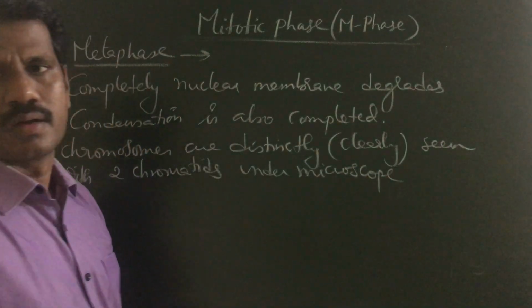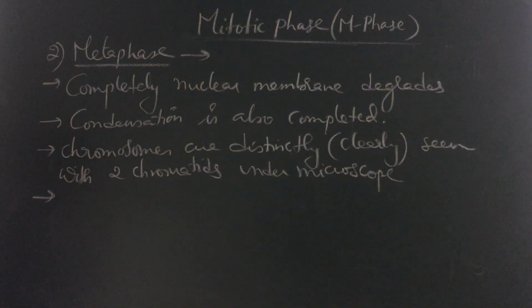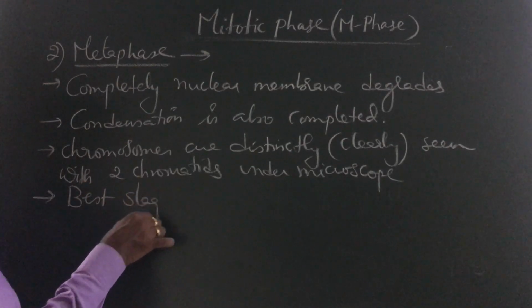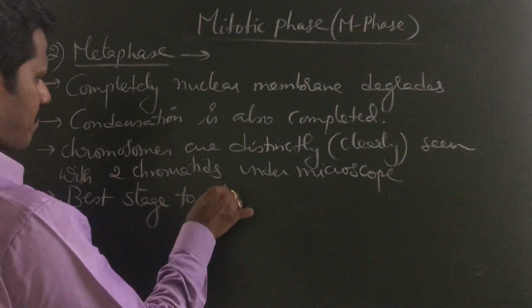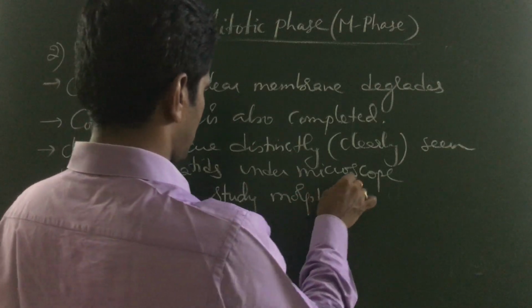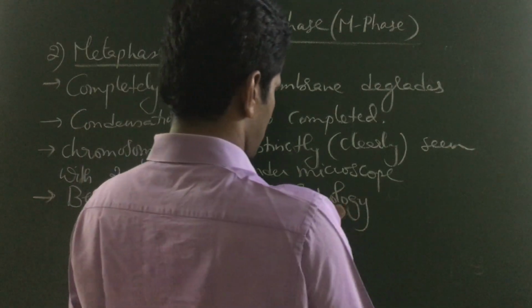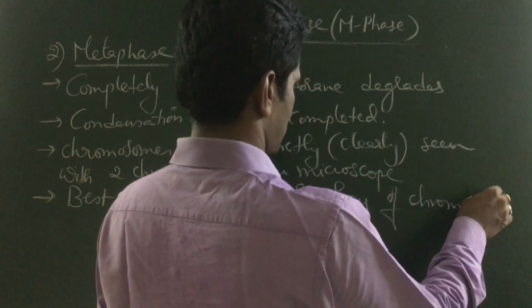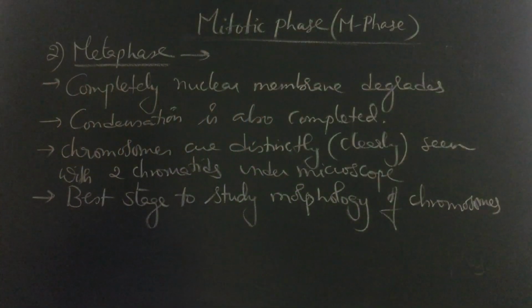Under the microscope. Next, this is the best stage to study the morphology of the chromosome. Best stage to study the morphology of the chromosome.